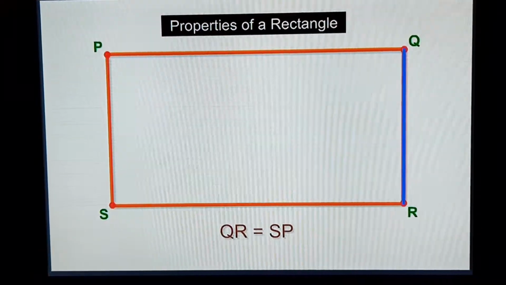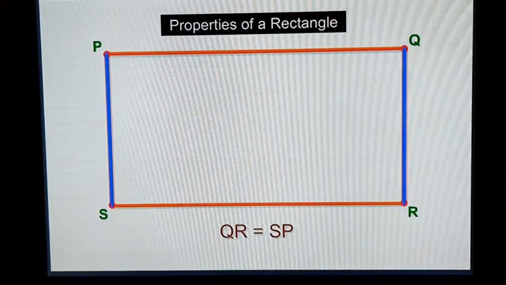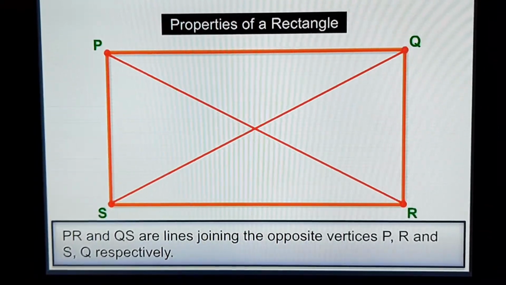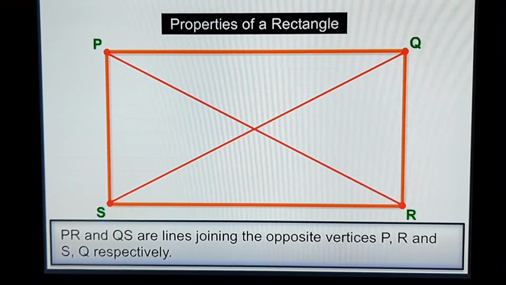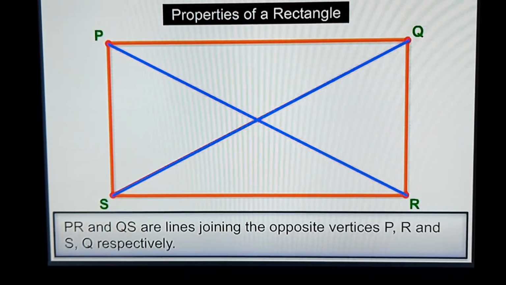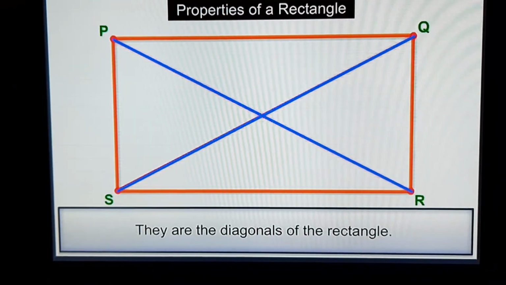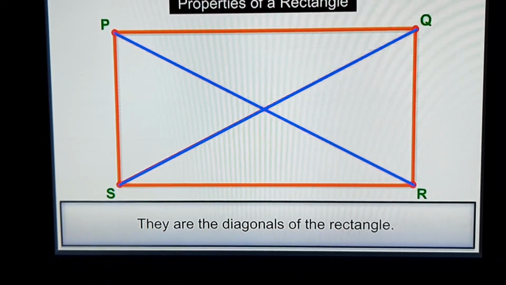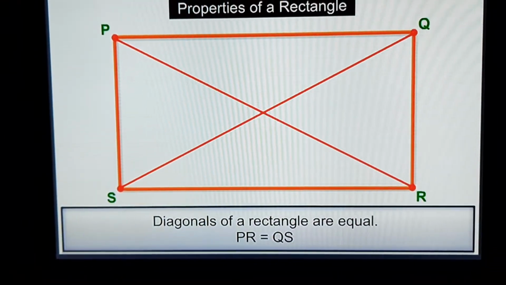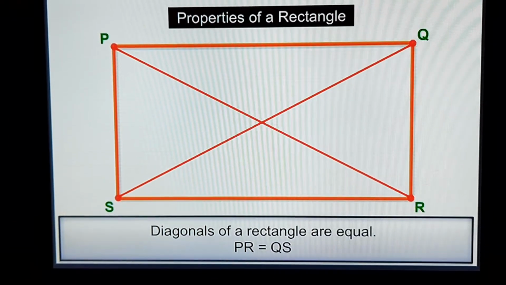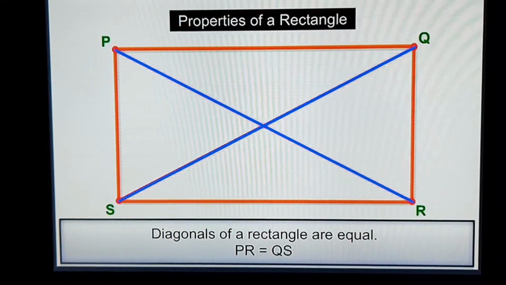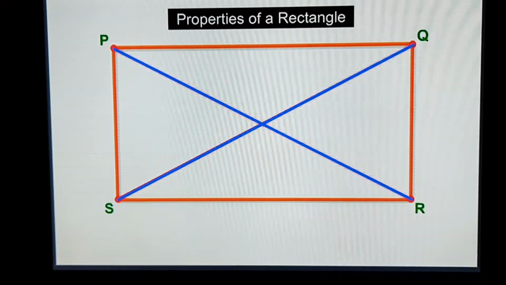Similarly, QR and SP are equal. PR and QS are the lines joining the opposite vertices P, R and S, Q respectively. They are the diagonals of the rectangle. Similar to a square, the diagonals of a rectangle are equal. So, the diagonals PR and QS are equal.